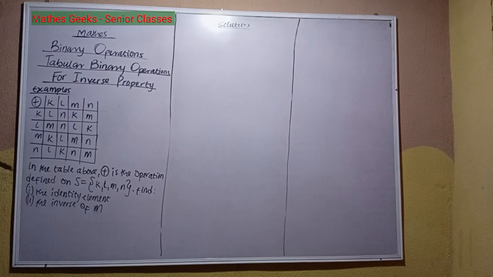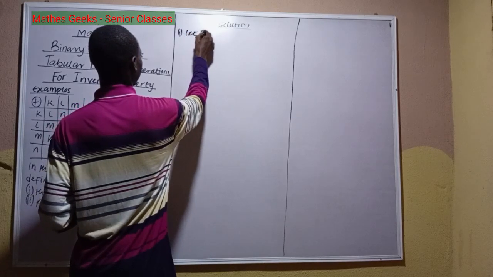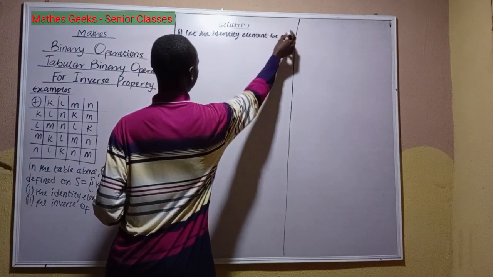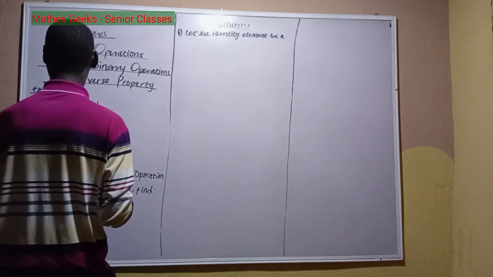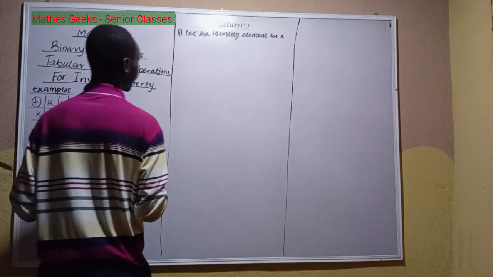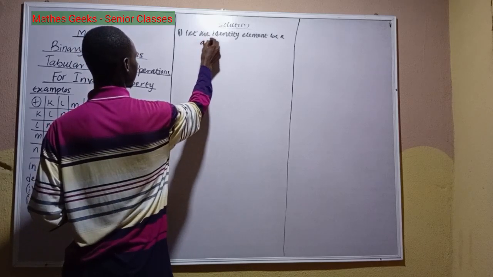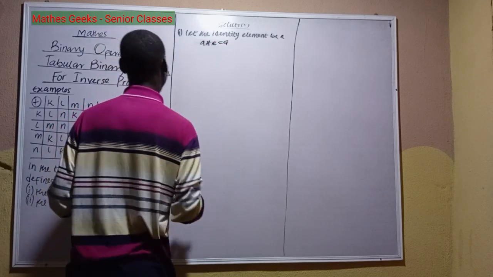In the table above, ⊕ is the operation defined on S, where S is a set of K, L, and N. Find 1, the identity element, and 2, the inverse of N. So for 1, the identity element, the guide is E star E equals E.